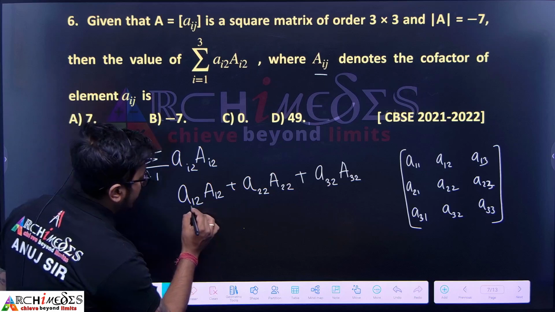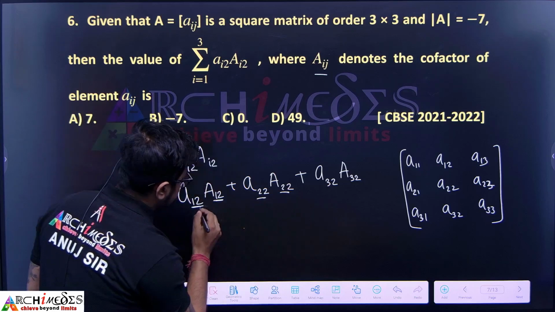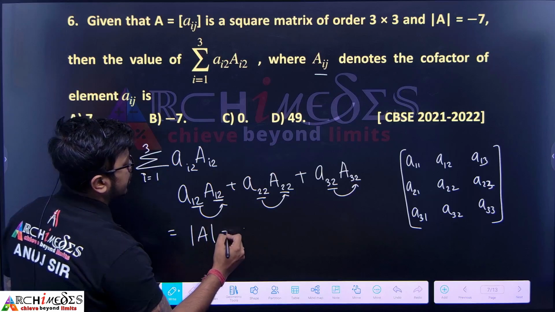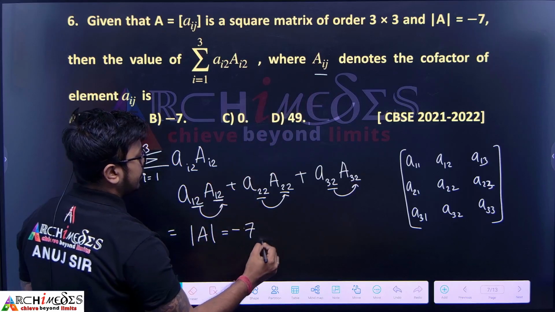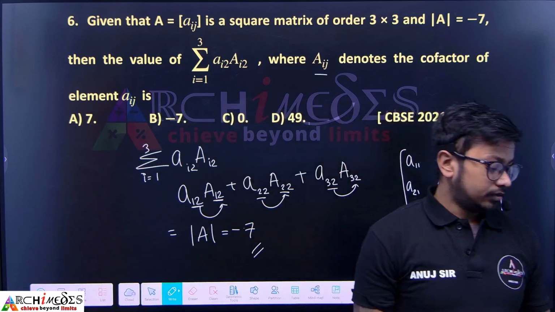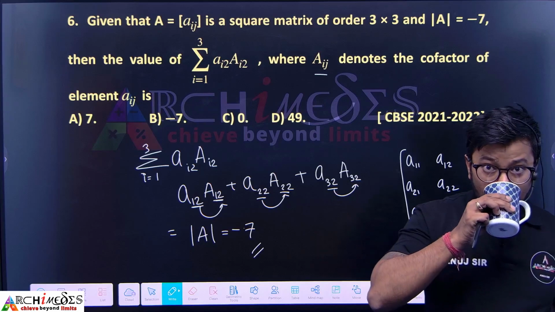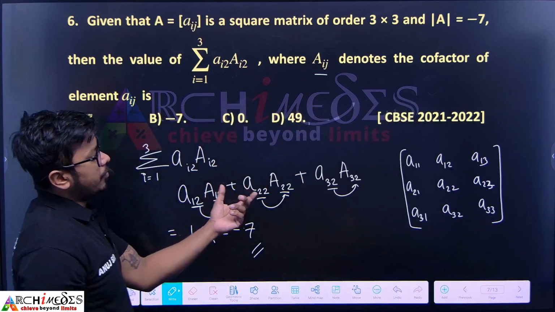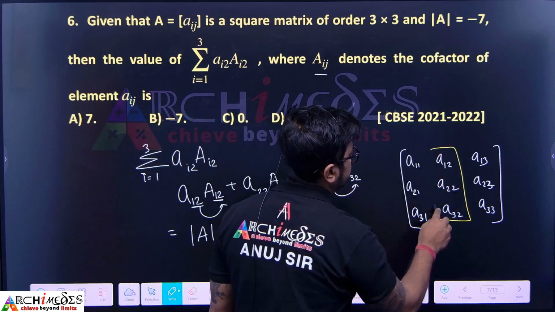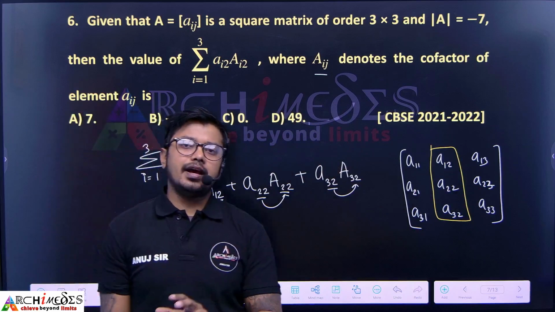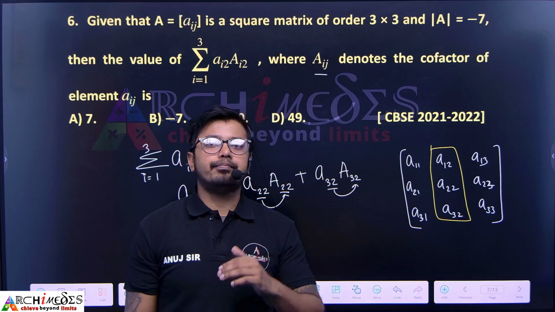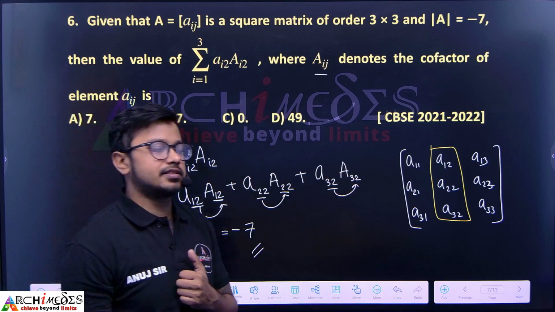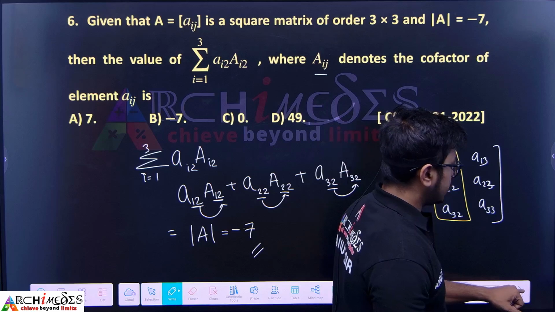So whenever they are multiplying with the same cofactors, look over it, these are the same. So it implies the determinant of A, which is given here as -7. Any doubt? That means whenever they multiply, they can select any one row or any one column. But remember that if they multiply that row or column by the same row or column's cofactors, then the value is the determinant. Otherwise, it is 0. Clear? So let's proceed to the next.